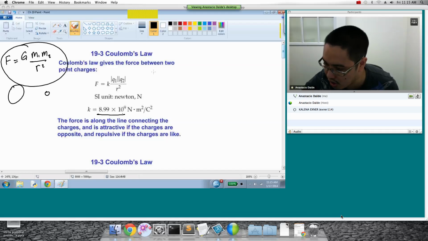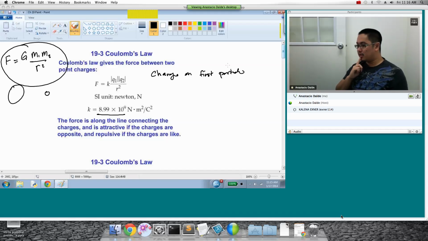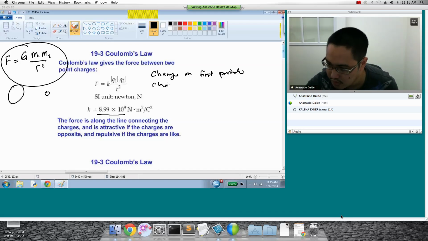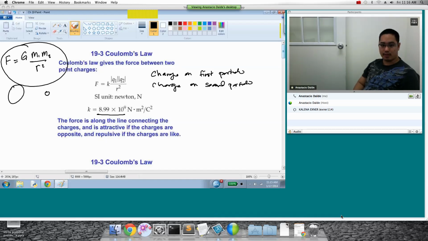What does Q1 stand for? Q1 stands for the charge on the first particle. Do you guys get it? Q2 stands for the charge on the second particle. Is that crazy? Are we good?